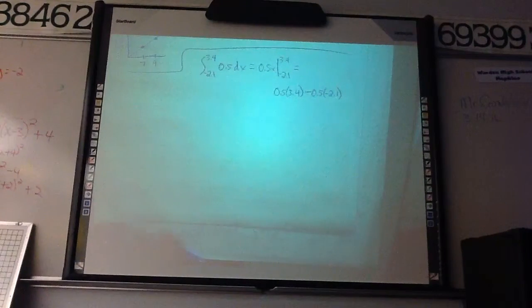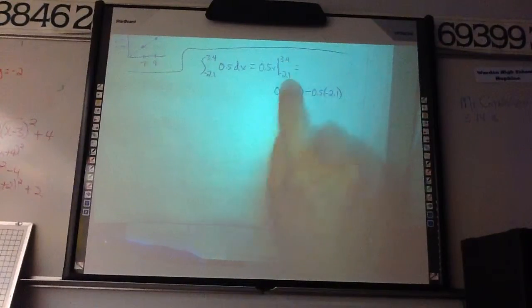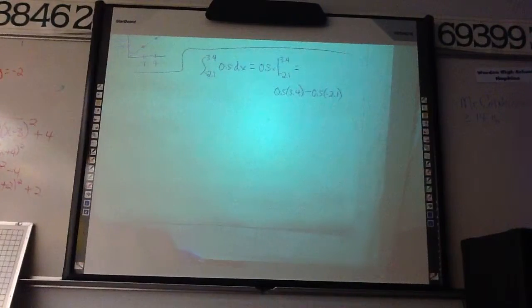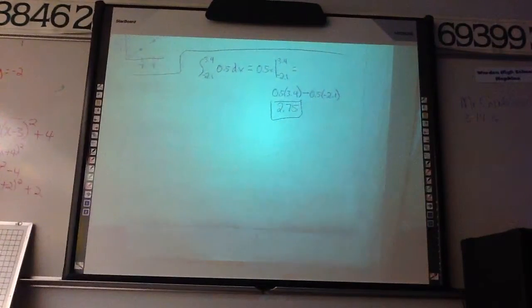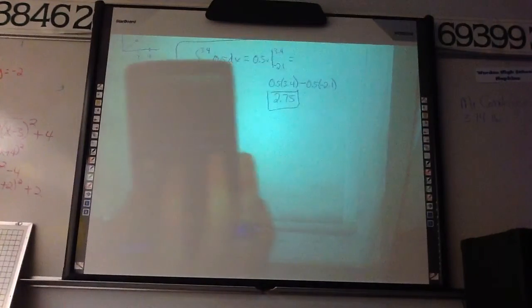Do you do the top one first, or does it matter? Yes, it matters. The top one first. It's always top minus bottom. Don't say the answer yet. Oh, negative. 2.75.